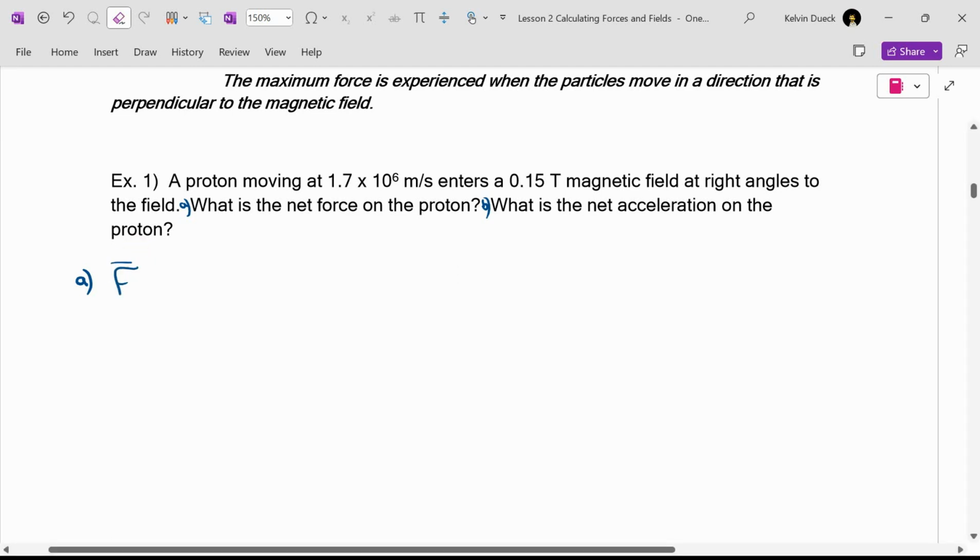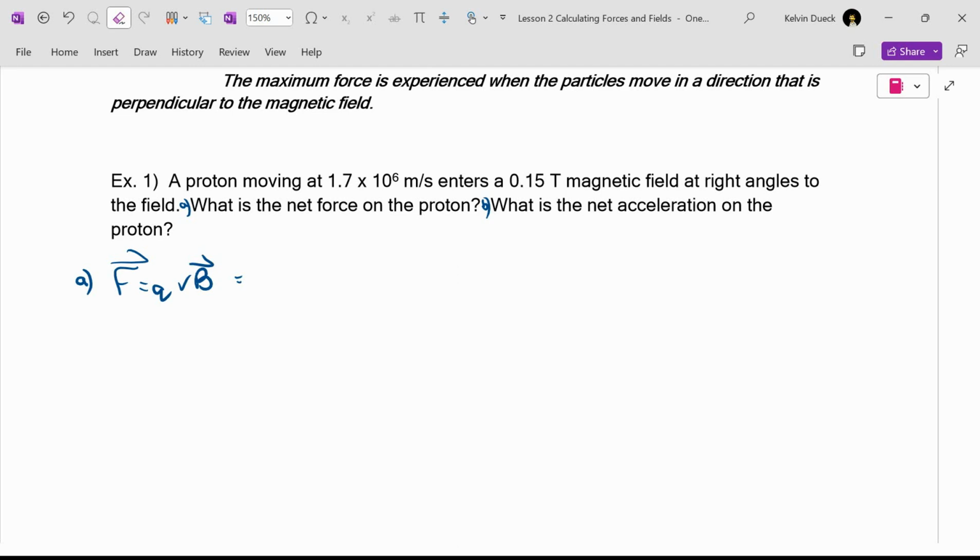So the force is going to be QVB. Nope. That would be a really weak speed. It would hardly be moving at all. This is the velocity. Good question, though. Okay, you okay with that? I just reparroted the equation that we learned today.